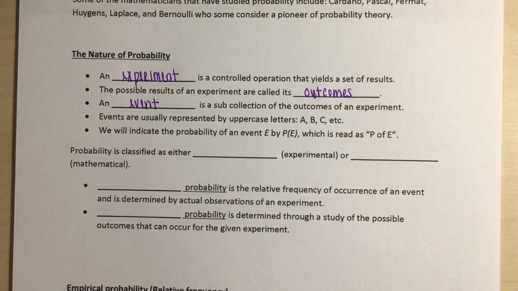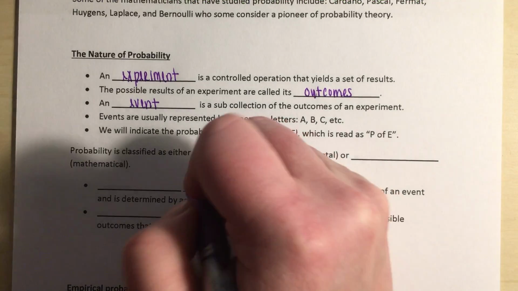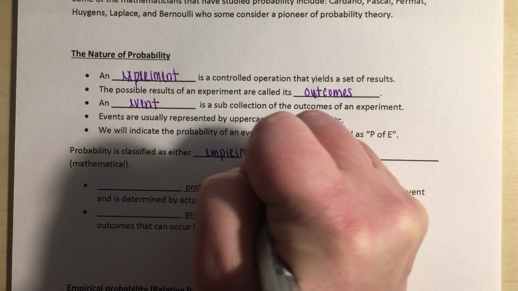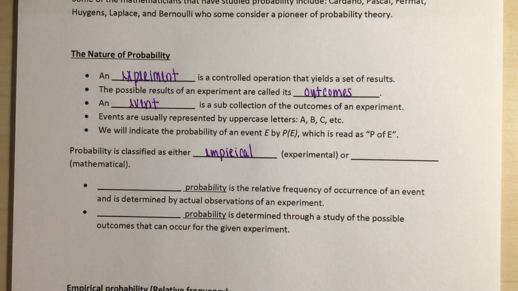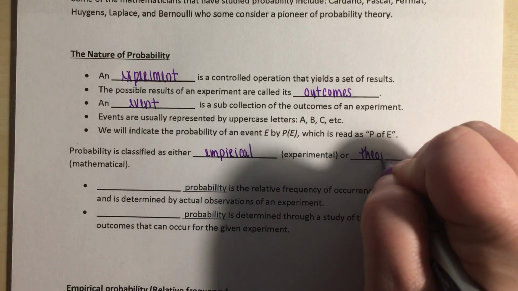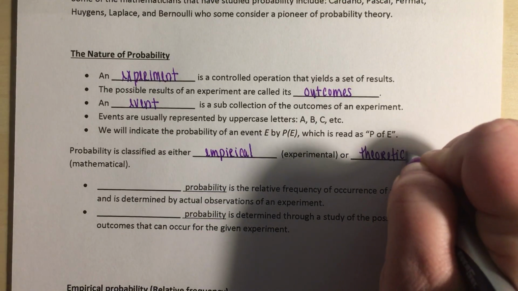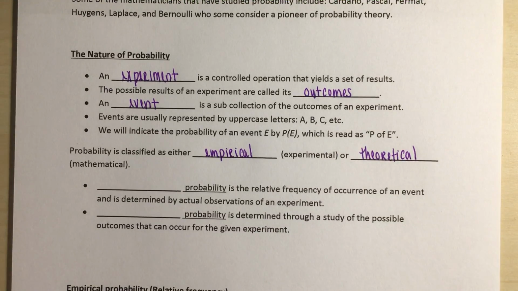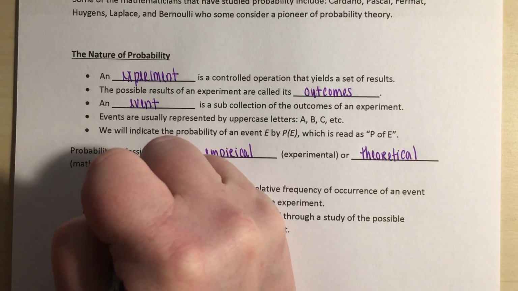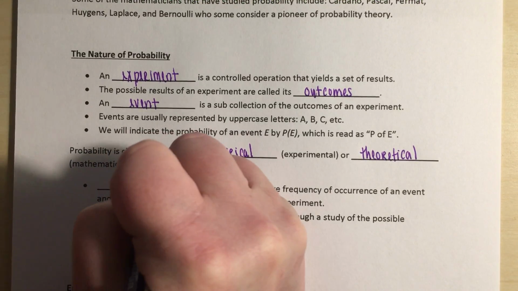Probability in general is classified in two different ways. It can be either empirical. Empirical probability is experimental probability, or theoretical. Theoretical probability is what we're going to be focusing on. It's our mathematical probability.